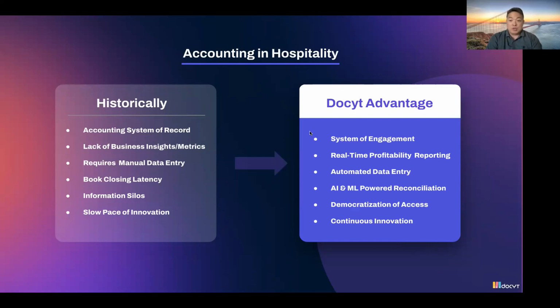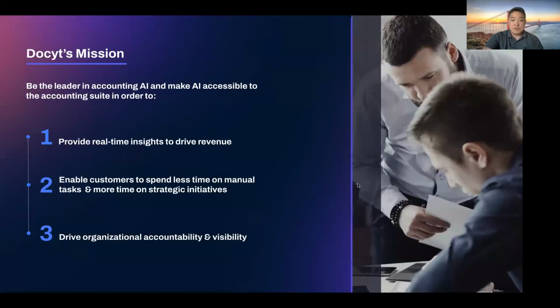To add on to that, the reporting that they do get is often lacking in the level of insights that they need in order to really have a deep understanding of their business. And that's where Docyt provides some big advantages. And really, this is the AI advantage. So Docyt leverages AI, machine learning, to eliminate all of the manual processes from the back office and eliminate any delays, which brings your accounting into real time and is able to deliver real-time reporting. And that brings us to Docyt's mission, which is to be the leader in artificial intelligence for accounting and make AI accessible within the accounting suite in order to provide business owners and their teams with the data and insights they need when they need it that are going to drive their business growth.